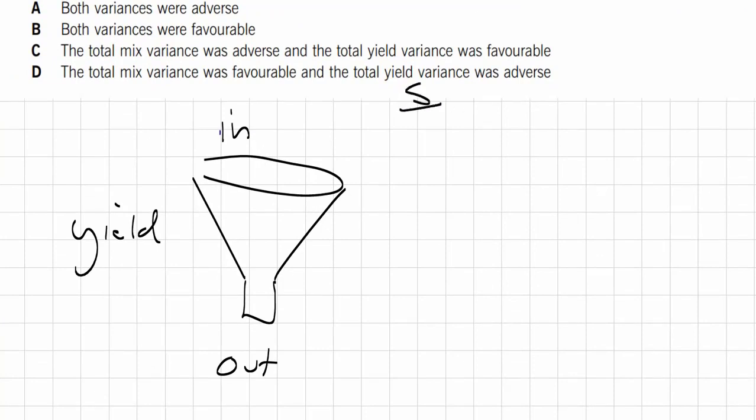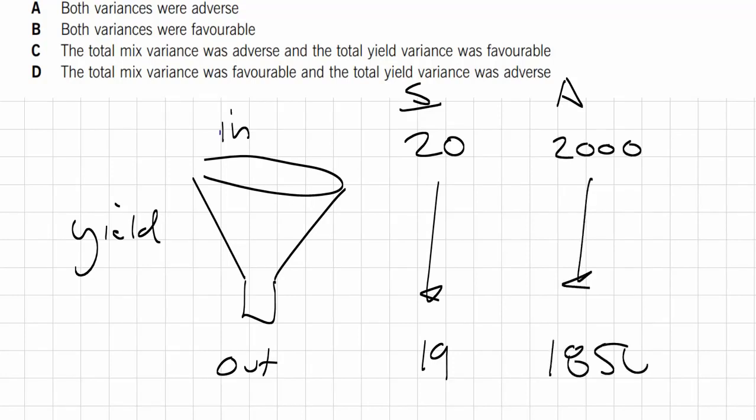Guys, the standard says we should put in 20 liters. We get 19. The actual results show that we put in 2,000 and we got out 18,500. Okay, now you see what's going on here. Put a decimal place there, put a decimal place there, and it's easy to compare to the standard. So we put in 2,000 units of input, which should yield 19. Didn't yield 19, it yielded 18.5. So we got fewer units from our inputs.